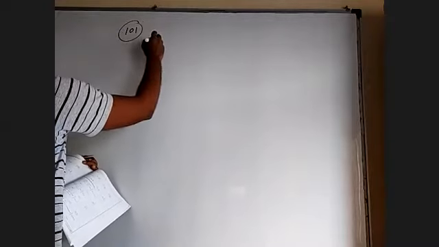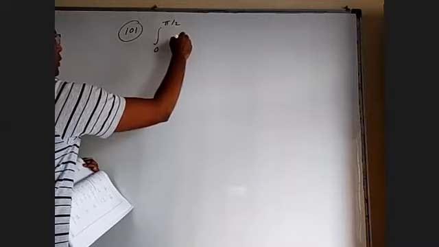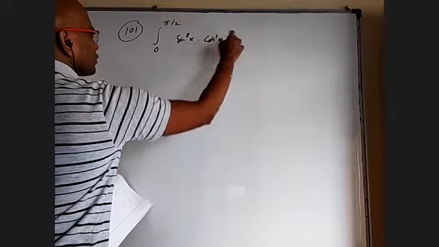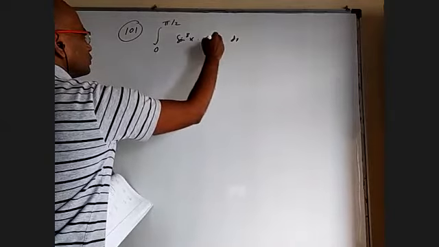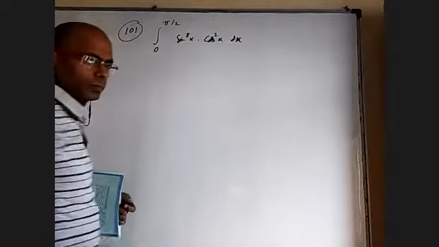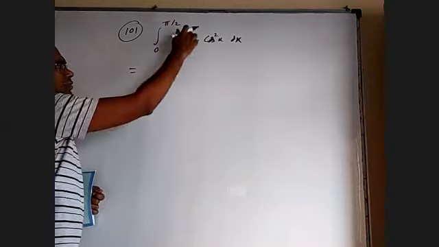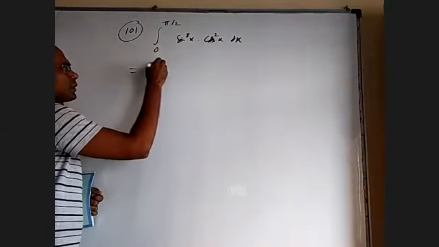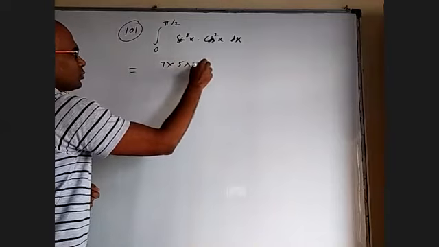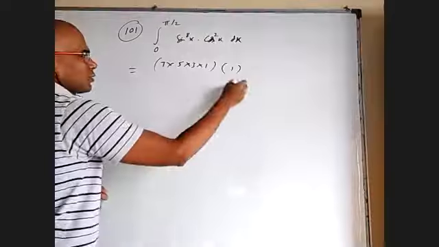Okay, 101: integral from 0 to pi by 2 of sine power 8x into cos square x dx. We directly have the formula. We start with one less than this, which is 7 into 5 into 3 into 1. Directly, one less than this is 1 only.